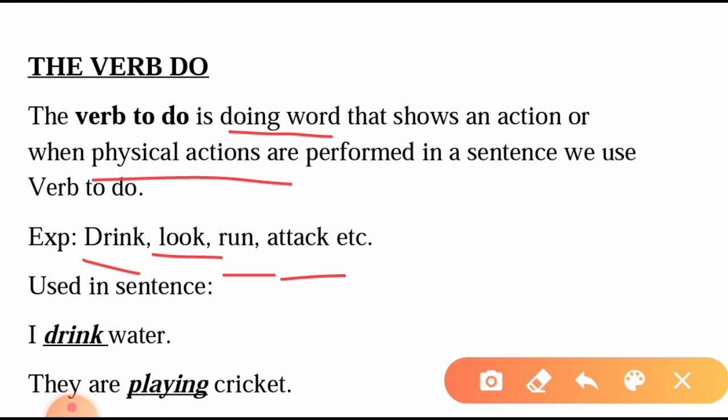How can we say that? Let's see the example. I drink water. So now here the action is performed, that I drink water. I is the subject here, water is the object, so drink is the action. Another example, you can see they are playing cricket. So playing here is an action verb, so that's why we can say it is verb to do, because it is an action word. So this is all about verb to do.